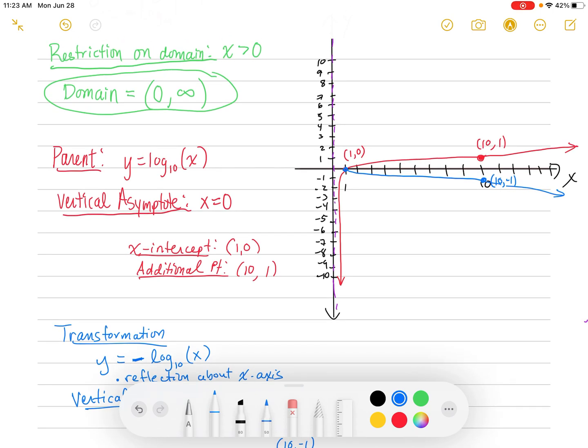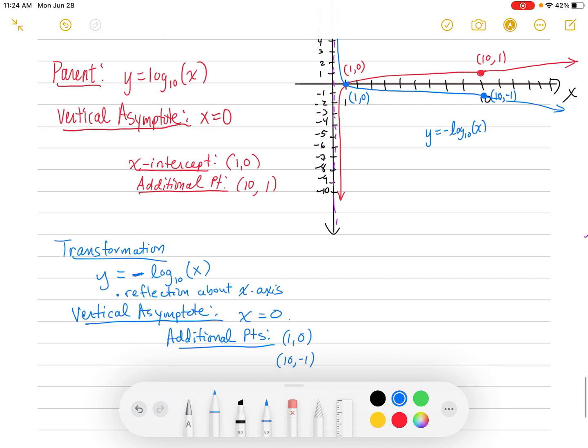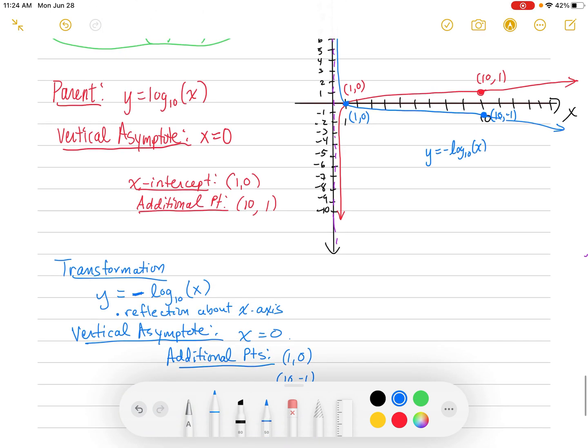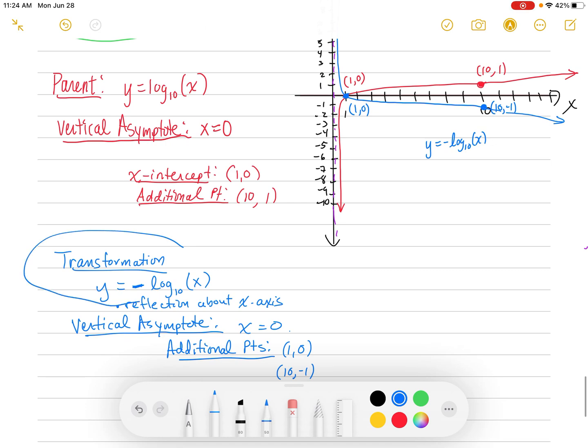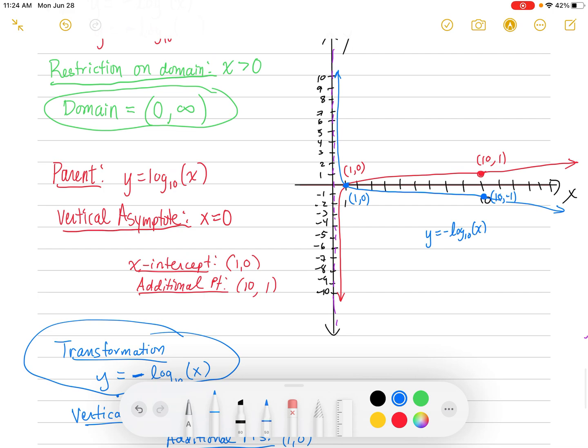So you're going to connect these two blue points. And rather than going up forever as you go to the right, it's going to go down forever as you go to the right, very slowly. And as you move to the left, rather than going down to negative infinity, you're going to go up to positive infinity. So the blue graph is our graph here, y equals negative log base 10 of x. That point there is (1, 0), and the other point is (10, -1) in blue. So the blue graph is our final graph.